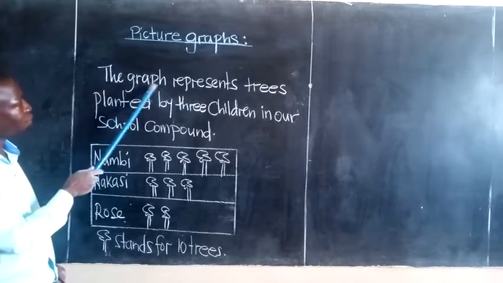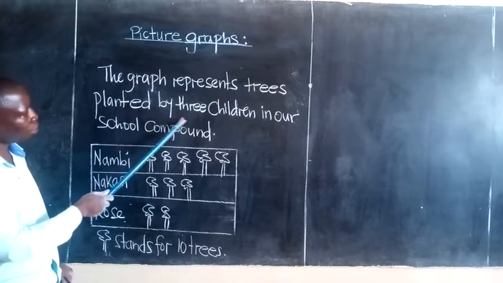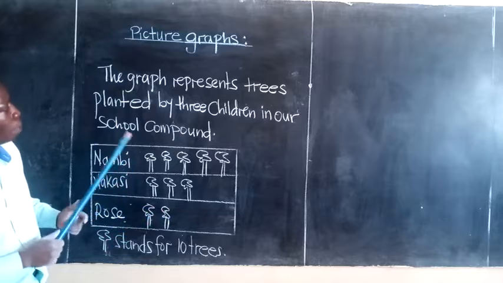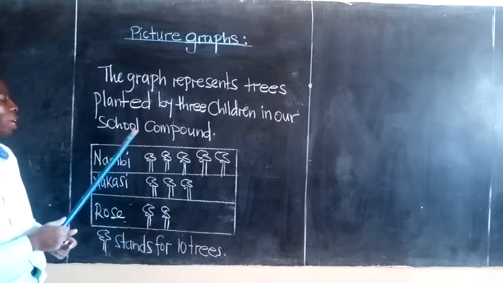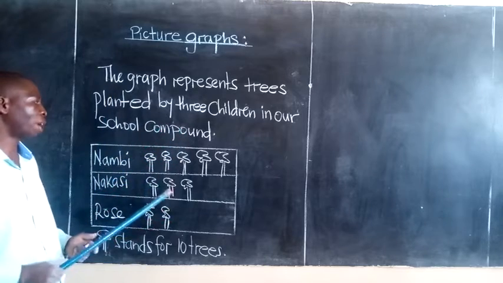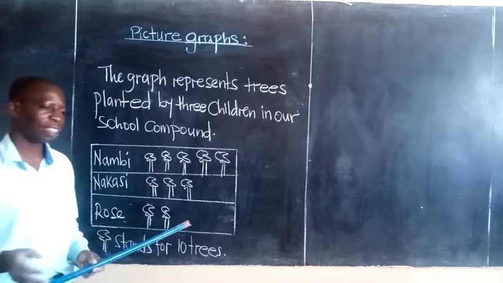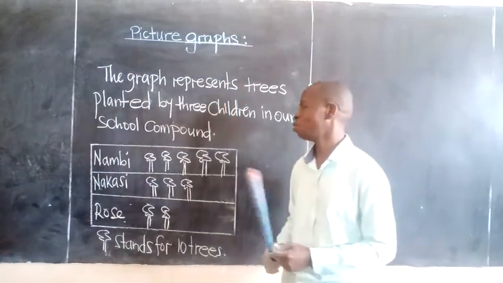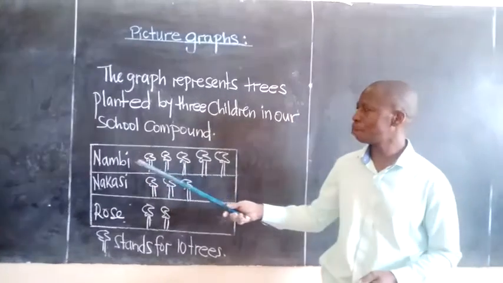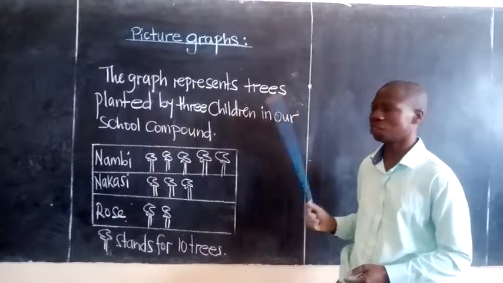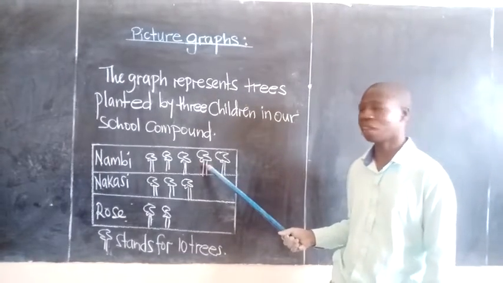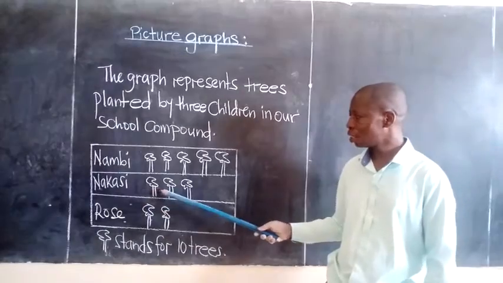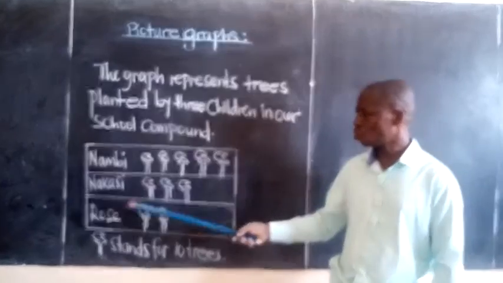They are saying the graph represents trees planted by 3 children in our school compound. But now some are lazy, some are quick at planting, you know how we behave. So we have Nambi planted 5 trees. That one is a bit hard working. Then Nakasi planted 3 trees. Rose planted 2.